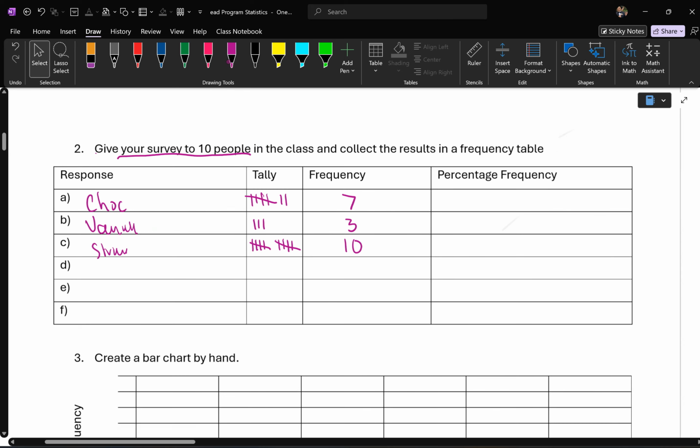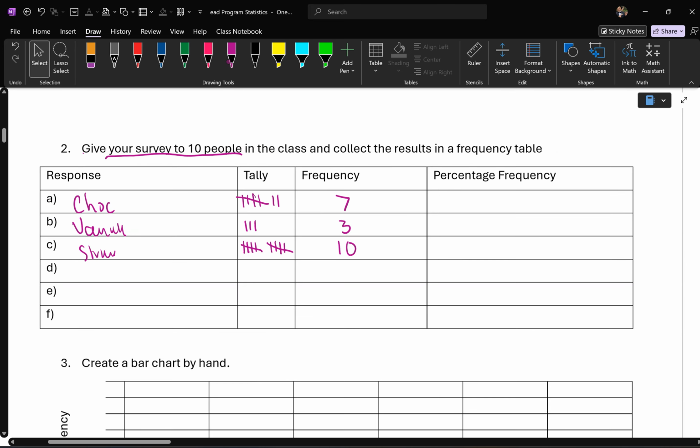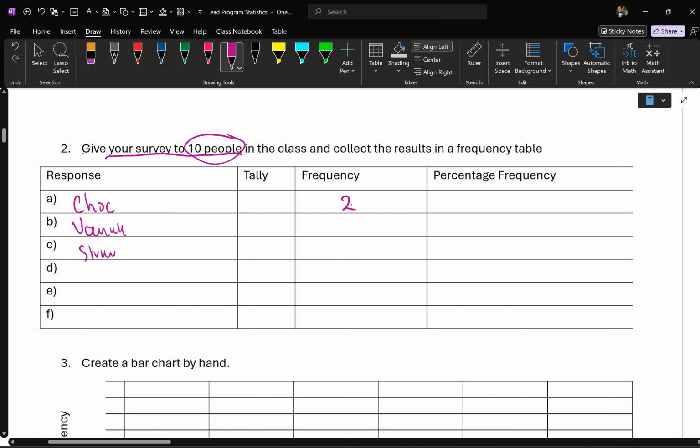Here you're going to learn to put it into a percentage. What's the total right now? That's 7 plus 3, which is 10, plus 10, that's 20 people, even though they asked only 10 people. Let's stick to 10, actually. Let me do that again as an example. Let's say only 2 people like chocolate, 2 people like vanilla, but 6 people like strawberry. That's a total of 10 people, right? So you tally 1, 2, 1, 2, 1, 2, 3, 4, 5, and 6.